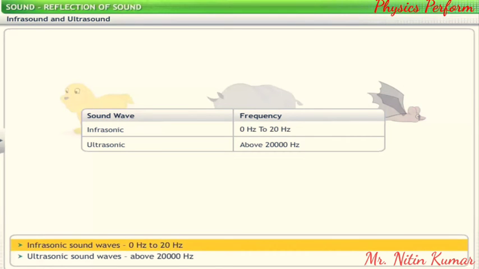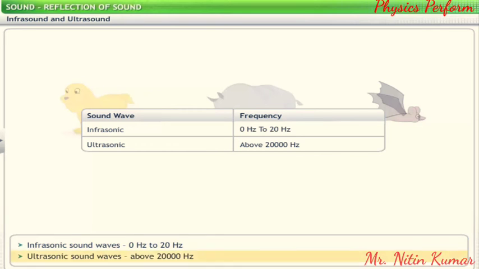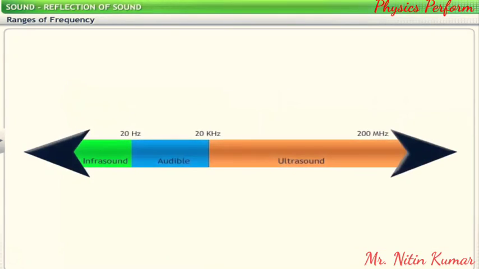Sound waves that have a frequency less than 20 Hz are called infrasonic sound waves. These are also referred to as infrasound waves or infrasonics. Similarly, sound waves that have a frequency greater than 20,000 Hz are called ultrasonic sound waves. These are also referred to as ultrasounds or ultrasonics.